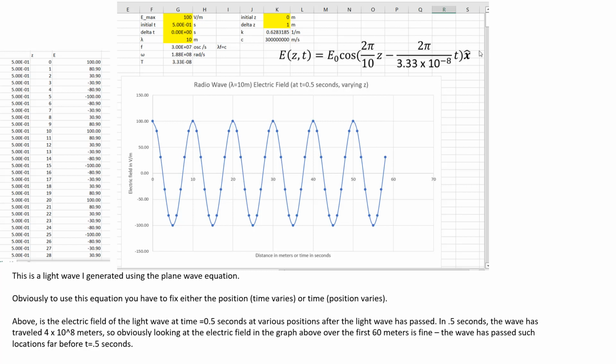Okay, so at 0.5 seconds, where is the wave equal to 0? Well, it's equal to 0 right here. Looks like at about, I don't know, 2 meters. That's equal to 0 here at 7 meters, equal to 0 again here at 12 meters, etc. Okay, so you can see the values of the electric field at various positions given a time of 0.5 seconds.